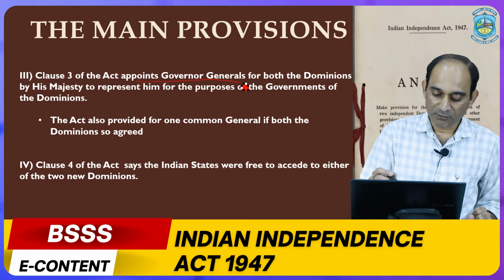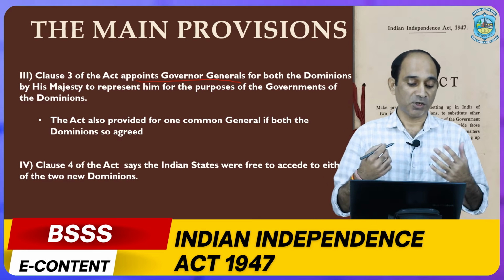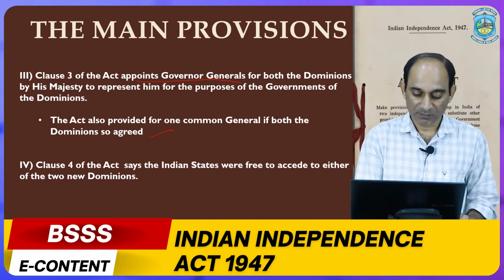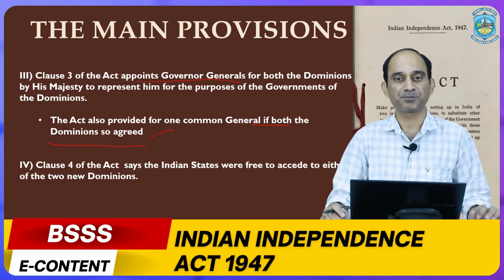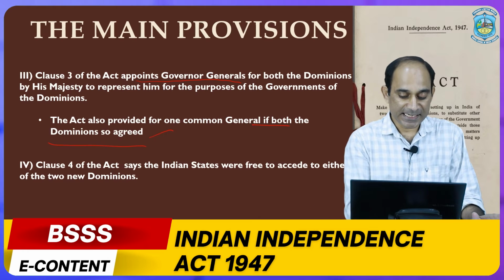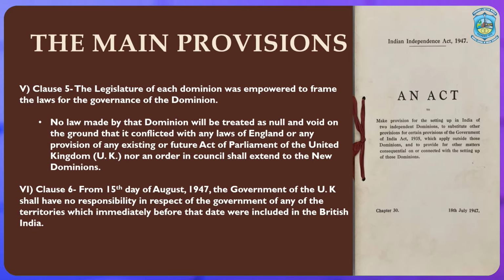Clause 3 of this act appointed a Governor General for both the dominions by His Majesty to represent him for the purpose of the government of the dominions. The act also provided for one common Governor General if both dominions so agreed. Clause 4 of this act says the Indian states were free to accede to either of the two new dominions.